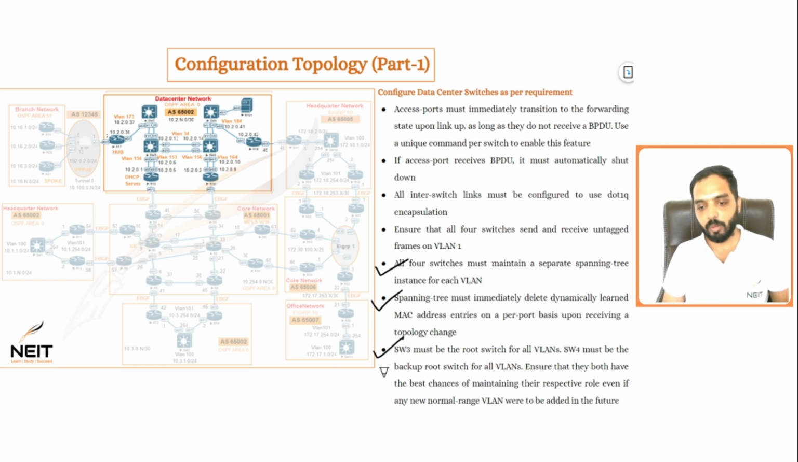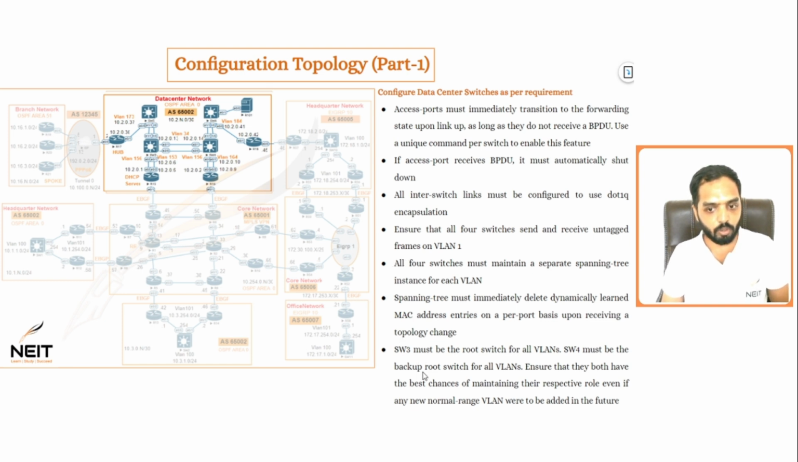And now the third requirement is that switch 3 must be root switch for all the VLANs and switch 4 must be backup root switch for all the VLANs. And here we have to ensure that they both have the best chances of maintaining their respective role even if any new normal VLAN range is added in the future. So that if we add some new VLAN in future, for that VLAN also switch 3 must be root switch and switch 4 must be backup root switch.